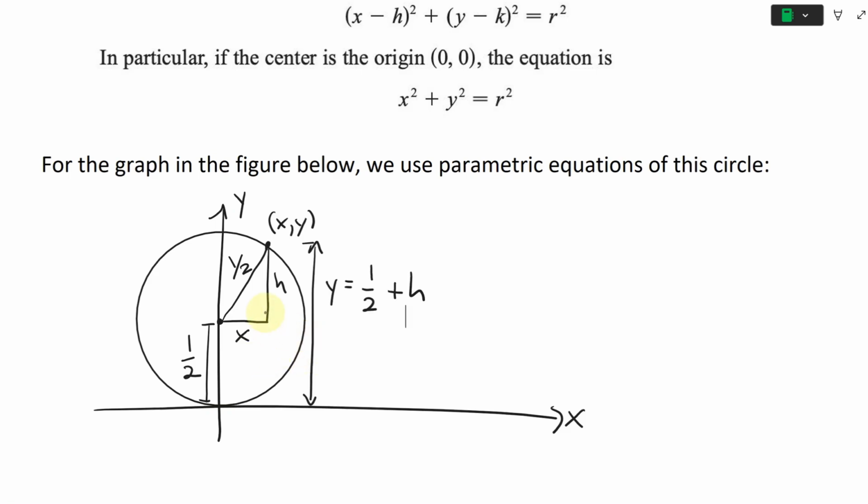Again, using basic trigonometry, t is the angle in this triangle. So that's our t. Then cosine of t is equal to adjacent over hypotenuse, so x over 1/2. And sine of t is equal to opposite over hypotenuse, h over 1/2, like that. So that's what we have there.